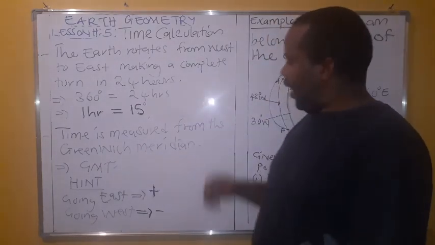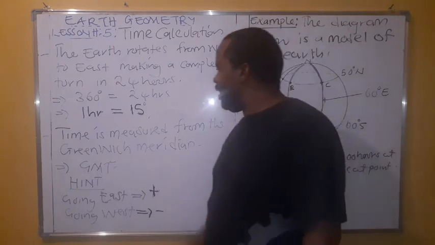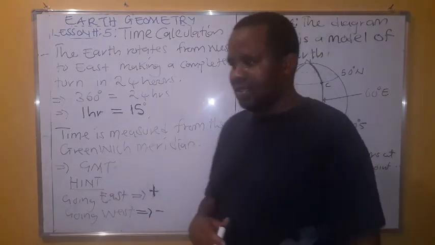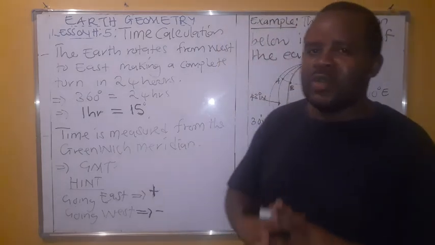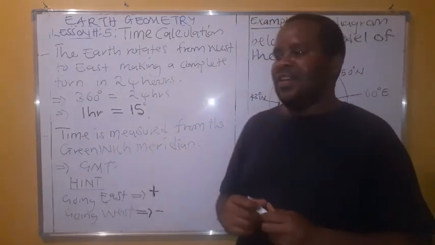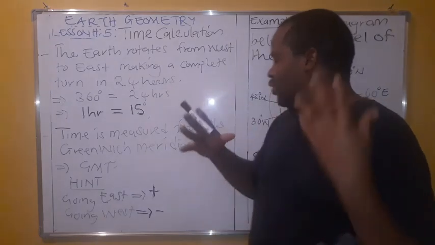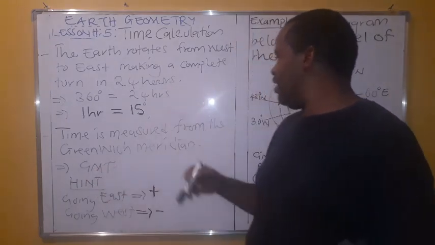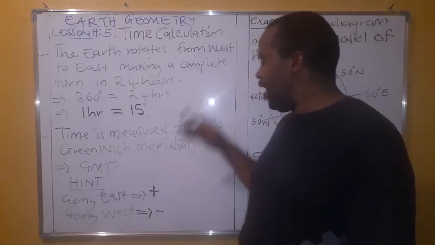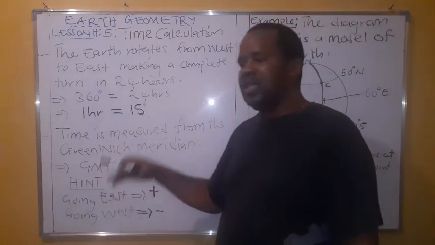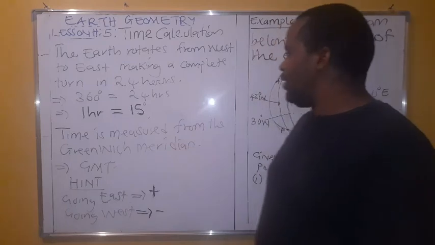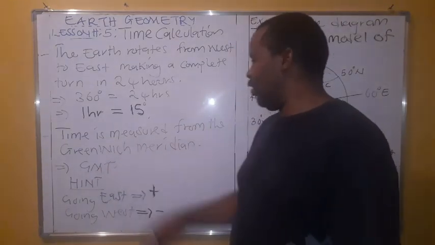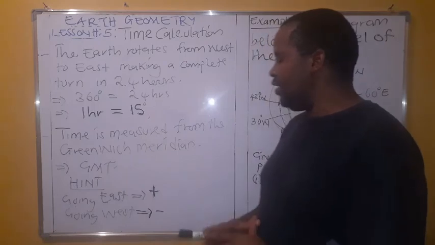Again, we must be clear from the onset that time is measured from the Greenwich meridian, which is like the universal time determiner, or the universal time. That is, if at all you're dealing with the GMT. So we're saying time is measured from the Greenwich meridian, and that time is referred to as the Greenwich time. So we have got the GMT here. That's the one that we use to determine time.